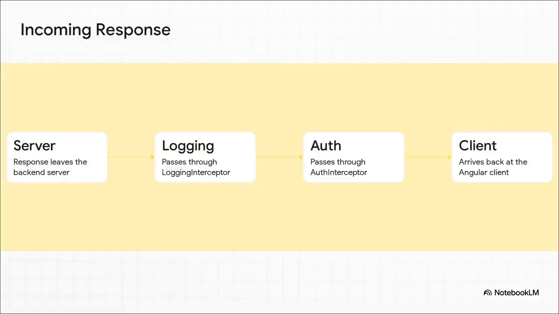But remember, the assembly line runs both ways. When the response returns from the server, it travels back through that exact same chain, but in reverse order. So the last interceptor to touch the outgoing request is the first to touch the incoming response. Our logging interceptor sees the response first, passes it to the auth interceptor, and then it finally arrives back at your Angular component. This reverse pipeline is absolutely perfect for things like globally catching and formatting server errors before the component ever even sees them.